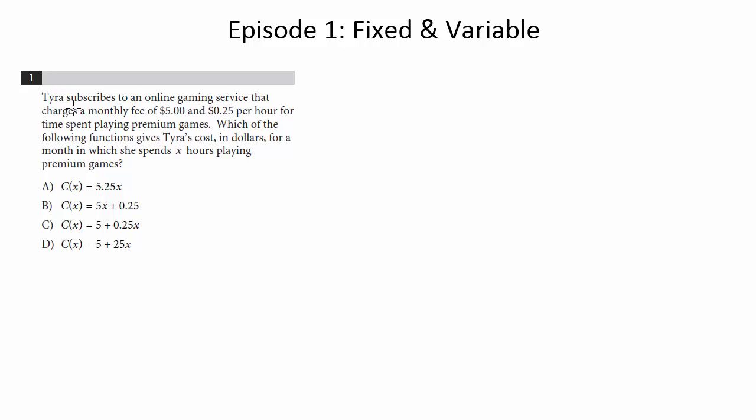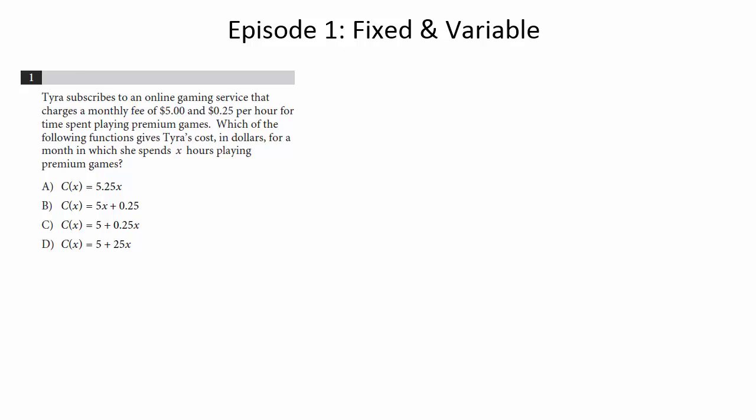Number one, Tyra subscribes to an online gaming service that charges a monthly fee of $5 and 25 cents per hour for time spent playing premium games. Which of the following functions gives Tyra's cost in dollars for a month in which she spends x hours playing premium games?